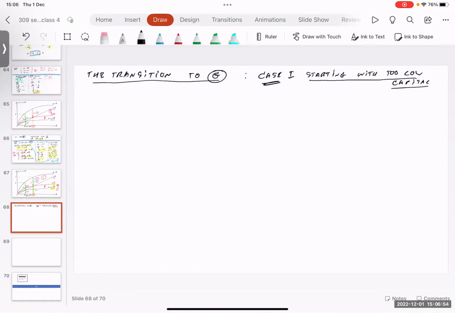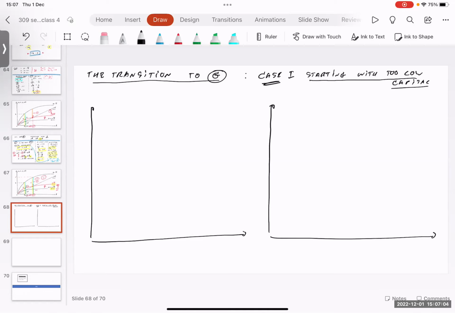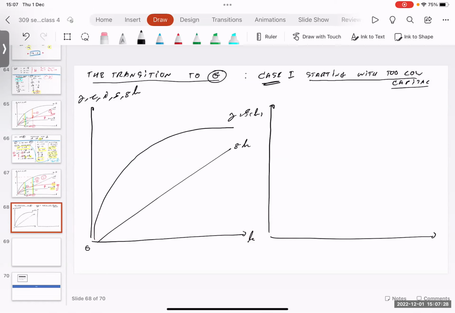So here I'm going to draw 2 graphs, one on the right and one on the left. We're going to see the 2 graphs together. On the left is what we did before many times. On the horizontal axis it's going to be small k. On the vertical, it will be small y, small c, small i, small s, delta small k. You have the production function. You have delta k.